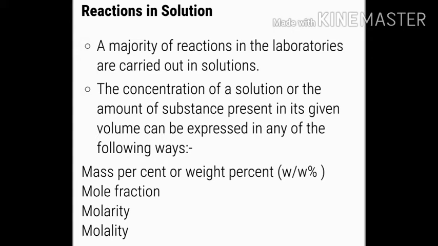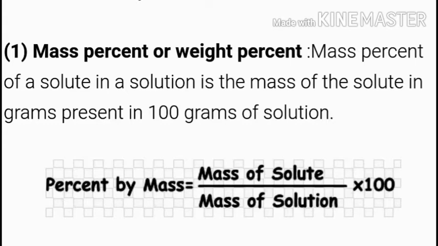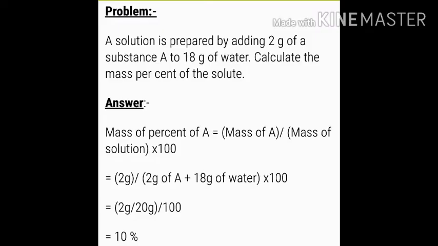Now, when we talk about mass percentage, children, we have learned in 9th class that mass percentage is found out by the mass of solute and the total mass of the solution, multiplied by 100 because we are finding the percentage. Now the numerical based on that: a solution is prepared by adding 2 gram of substance A, that means it is solute, and 18 gram of water, that is solvent. So we have to find out the percentage of solute.